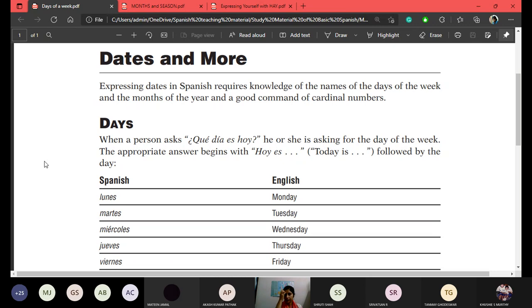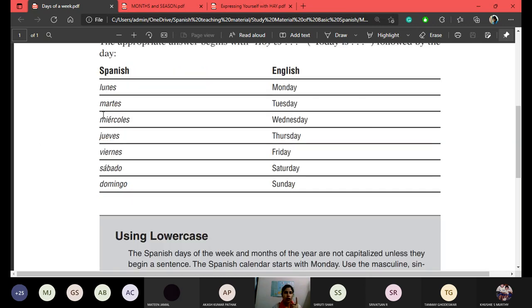So we'll come to the days now. We have 7 days, as you know: lunes, martes, miércoles, jueves, viernes, sábado, domingo, vale? All of them are ending with s or o. So what could be the gender of these days of the week? Masculine. Yeah, all of them will be masculine, because they are following the rule of endings in o and s.